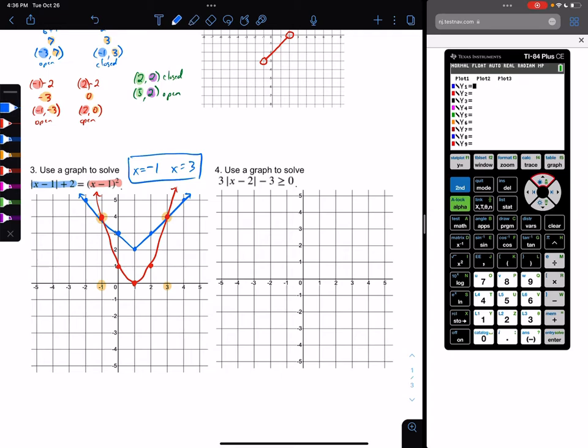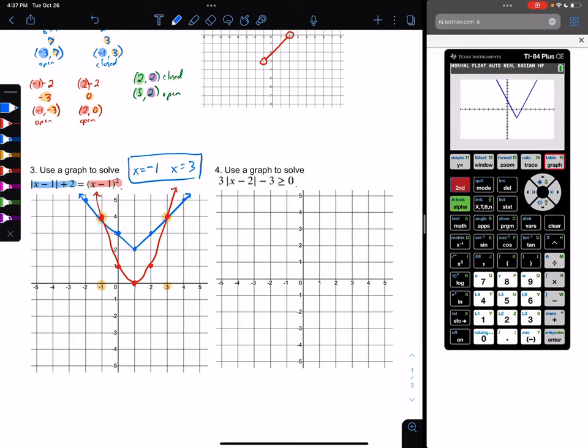So not the most user-friendly absolute value function here, but let's go with it. So 3, remember the math, scroll over to number, select the absolute value, x minus 2, leave the absolute value, subtract 3, make sure you're using a subtraction sign, not a negative sign, and we're good. We don't have to type in the greater than or equal to 0. We're just going to type that. Hit graph.